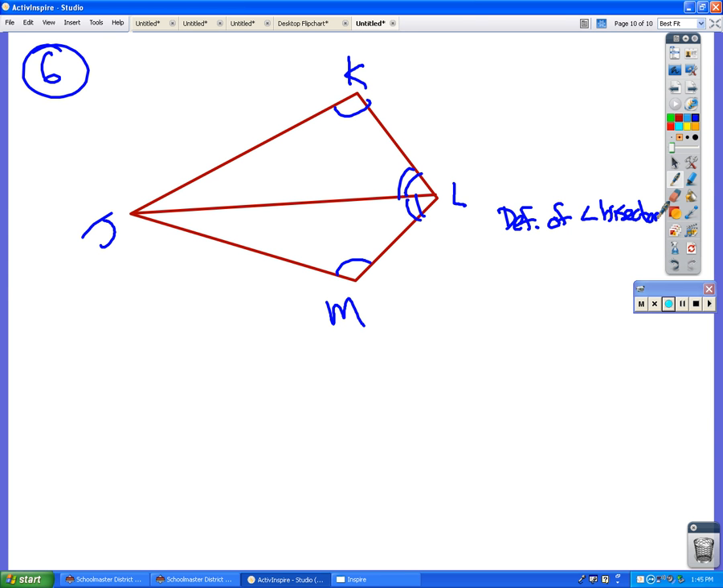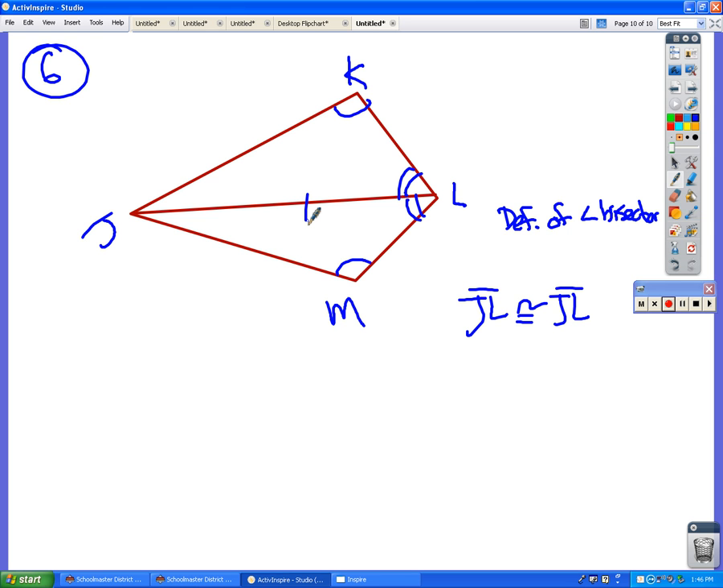Then off to the side they have the other given, which is that angle K is congruent to angle M. And then we have to fill in the statement. They say the reason that we know it's true is the reflexive property. What could that possibly be? JL is congruent to itself. That'll work. Same thing. Okay, and therefore we know the triangles are congruent by angle, angle, side.